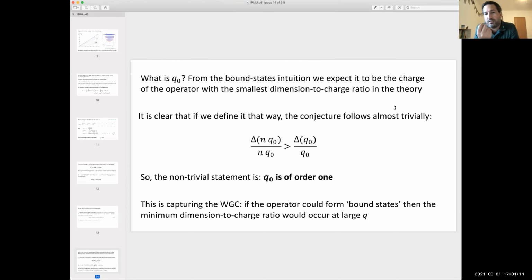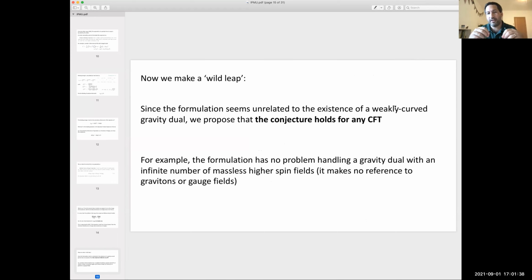And this is what's really captured in the weak gravity conjecture. Because remember, if we think of the dual field as forming bound states, then each time you form a bound state, you decrease the dimension to charge ratio, but you increase the charge. So if you could form bound states, the operator with the minimum dimension to charge ratio would be something at very large q, because you can always just throw in another one of these particles, and this would just decrease the mass to charge ratio. If we are saying that the operator with the smallest dimension to charge ratio is some q0 of order 1, then we are imposing a weak gravity conjecture. So that's really what we're saying.